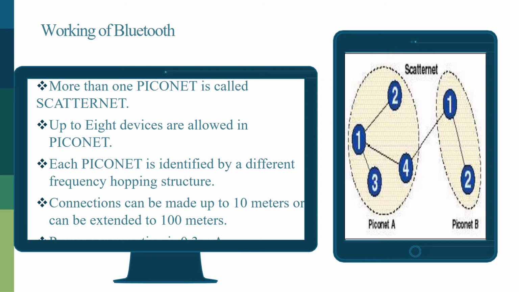As I already said, connections can be made up to 10 meters, or it can extend up to 100 meters as well. So you need to understand two important terms: one is the piconet, and the other is the scatternet. A piconet is nothing but an ad hoc network which consists of a maximum of 8 devices, where one device acts as a master and the 7 devices act as slaves. Two or more piconets can be formed together to form a scatternet, but the connections can be made up to 10 meters and can be extended up to 100 meters.